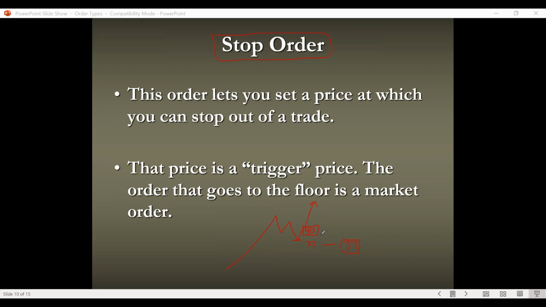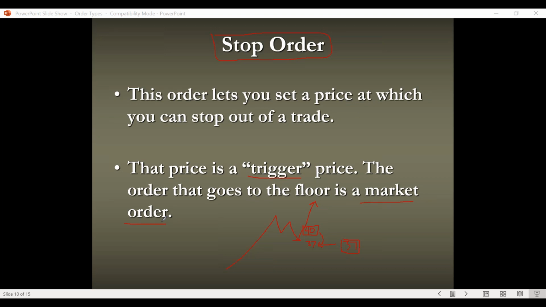What does that mean? Well, as the stock goes down, as soon as it hits $37, it's going to trigger my order, and my order is going to be a market order. We learned about market orders. You're going to get out at whatever the current market price is.